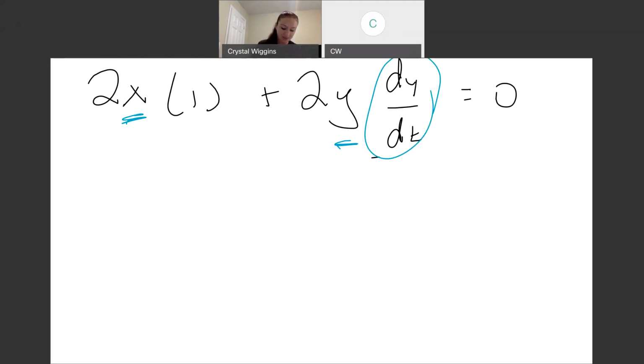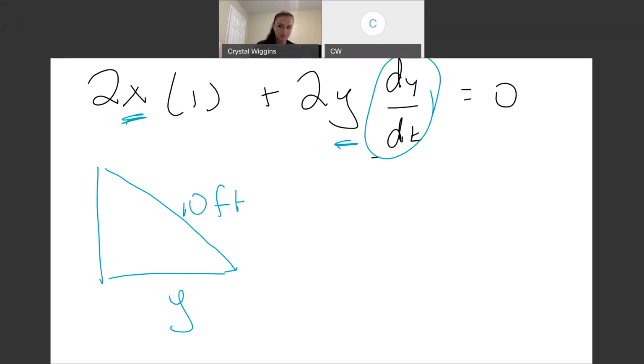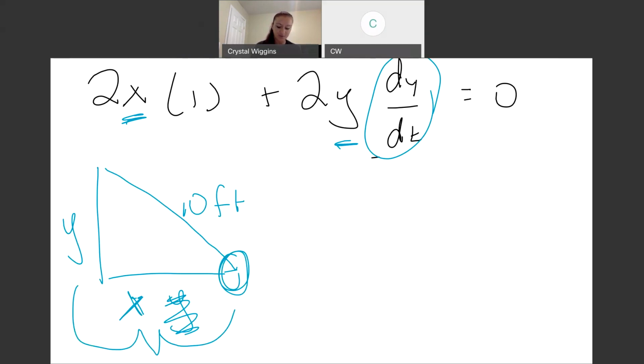So if I go back to my picture, I know that the hypotenuse was 10 feet. And this is y. Nope, sorry. This was y. And this was x. So is it possible for me to find x or y, or do I know one already? Well, if I go back to the problem, it asked me specifically how fast was the top of the ladder moving down the wall when the bottom of the ladder was 6 feet away from the wall. So we do know x. We know x is 6. So this is going to be 6.